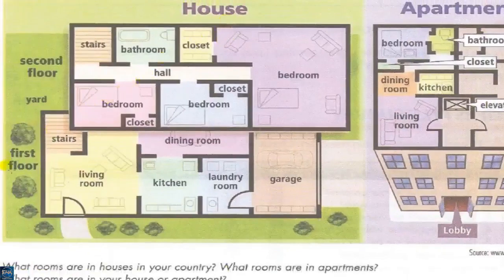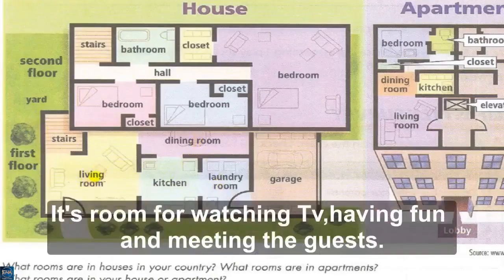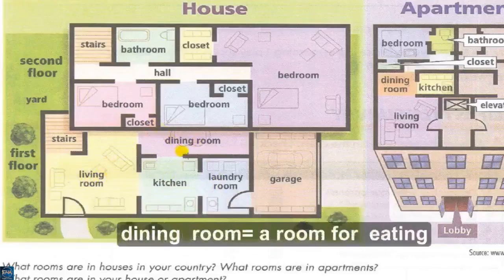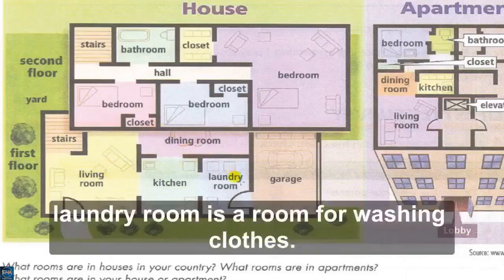The house has 2 floors, first floor and second floor. The first floor has laundry room, dining room, kitchen, living room. It's a room for watching television, having fun, meeting the guests, meeting people. Dining room, a room for eating. It has a dining table. Laundry room, a room for washing clothes.